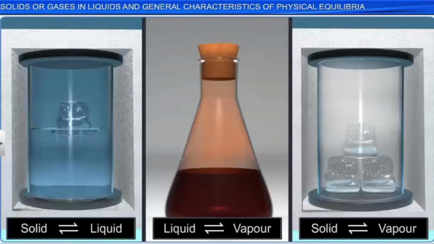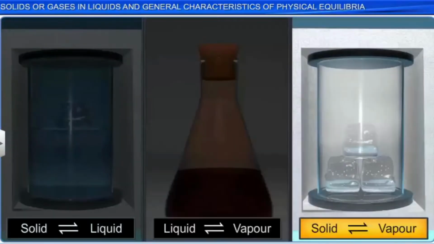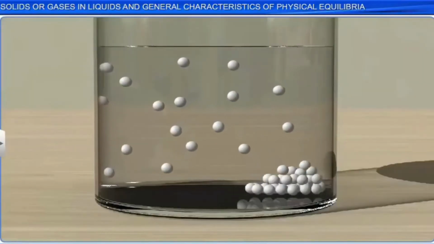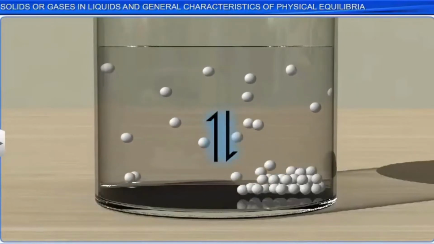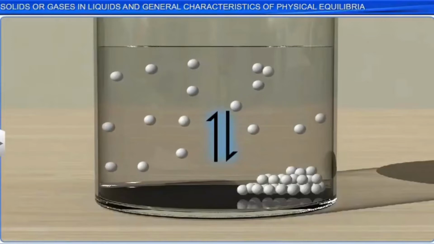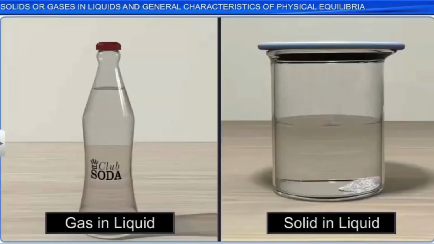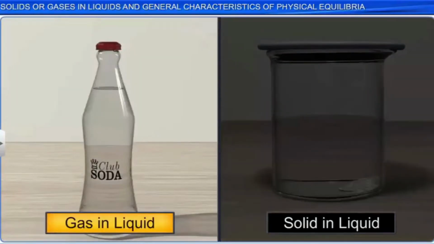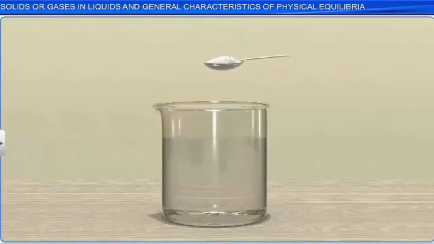You have learned that during physical processes like phase transformation, it is possible to attain equilibrium. Similarly, when a physical process like dissolution is taking place, it is possible to achieve a state of equilibrium. There are two types of dissolution: gas in liquids and solid in liquids. Sugar in water is a classic example of solid in liquid equilibrium.